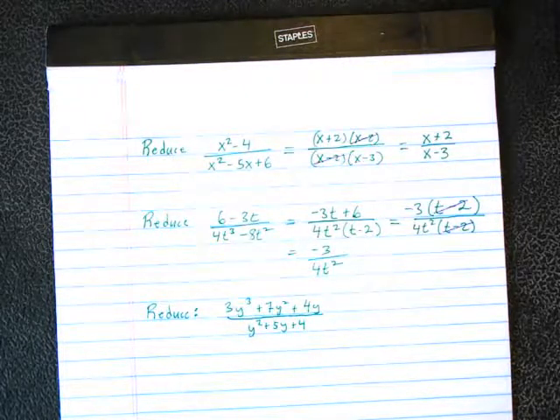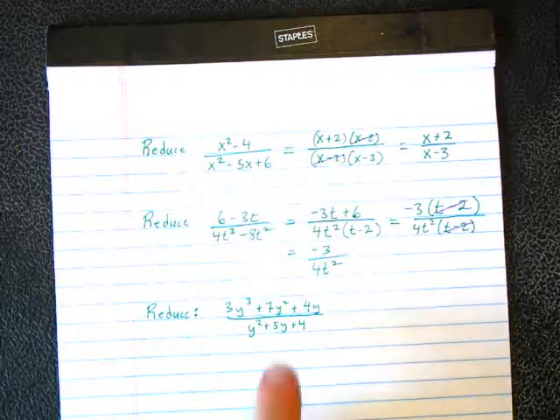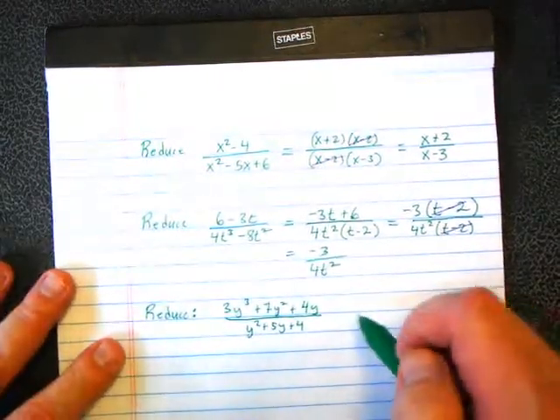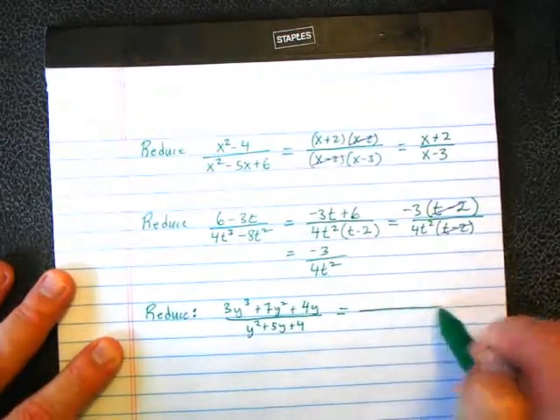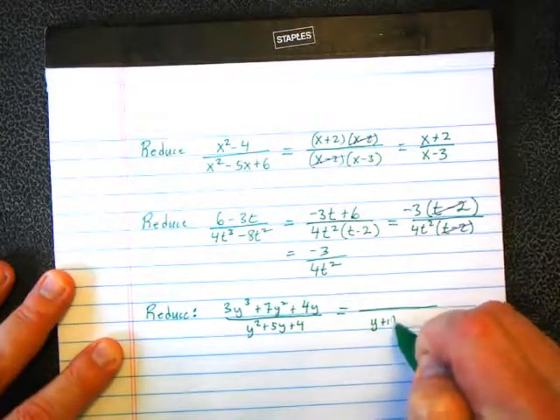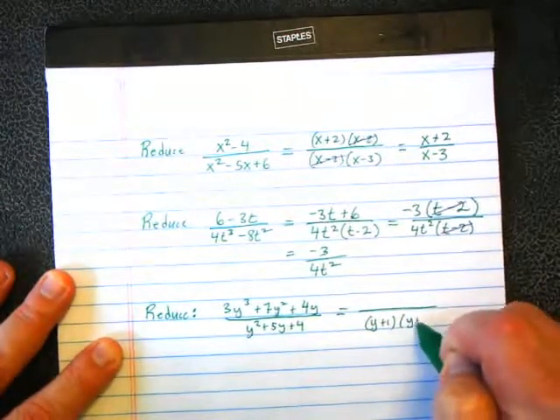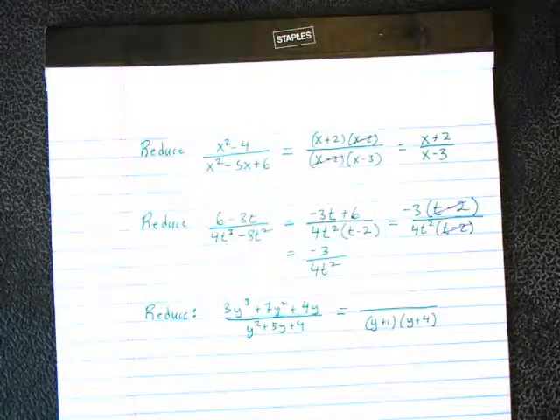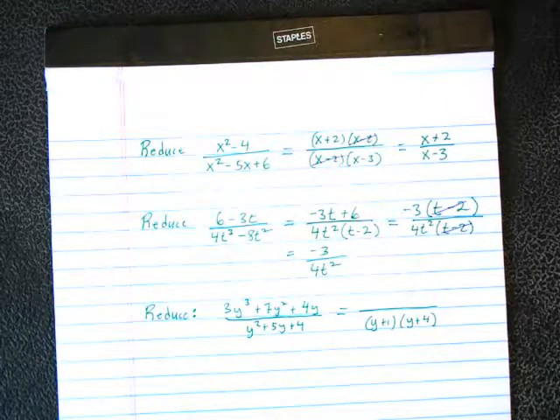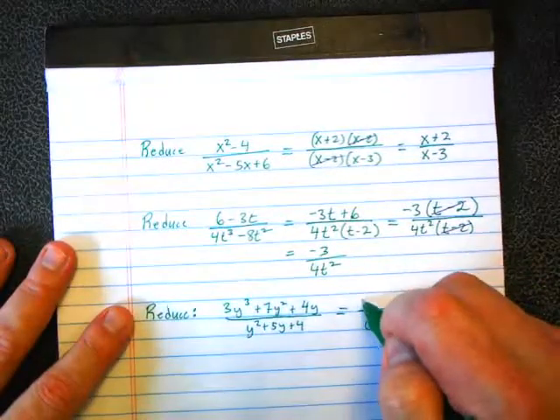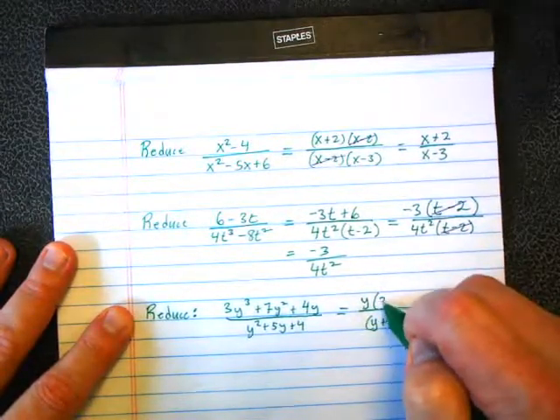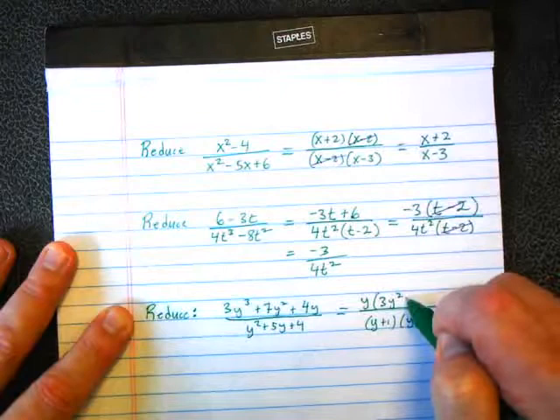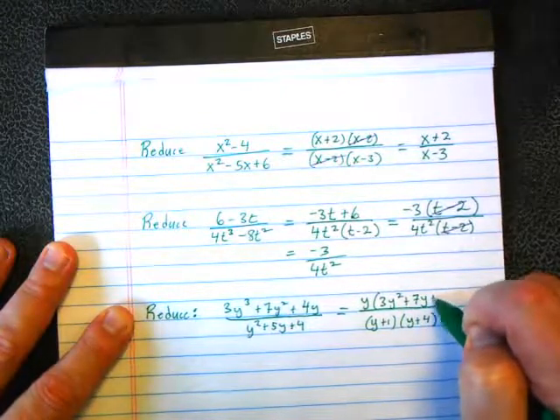What's that? On the bottom, I certainly do reverse FOIL. Y plus 4 and y plus 1. Don't know why I wrote that in the opposite order, but I did. Doesn't really matter. What about up on top? Factor out a y. Excellent. 3y squared plus 7y plus 4.